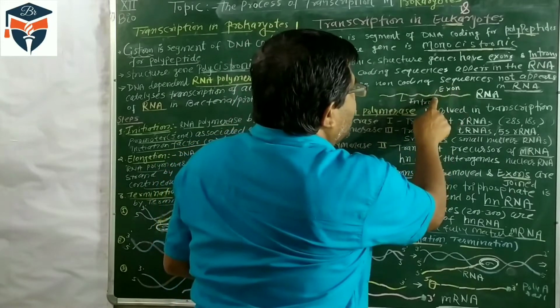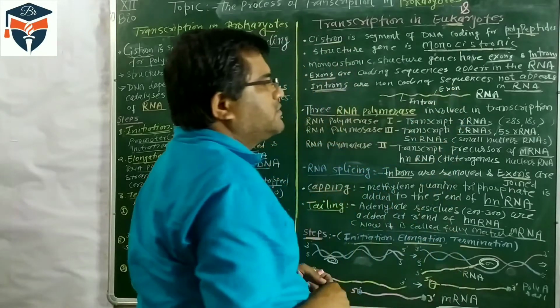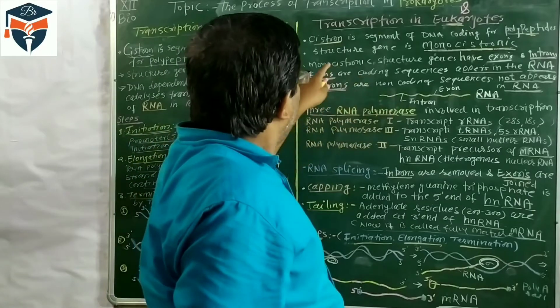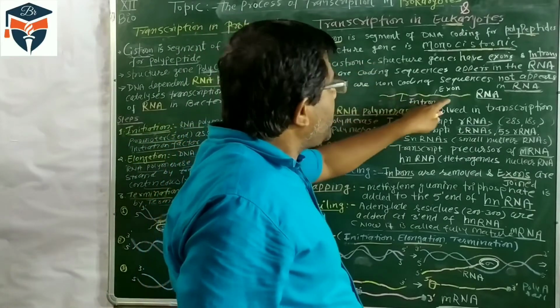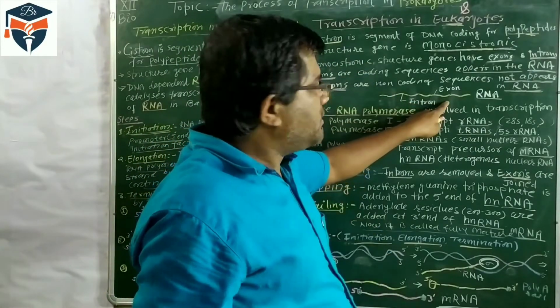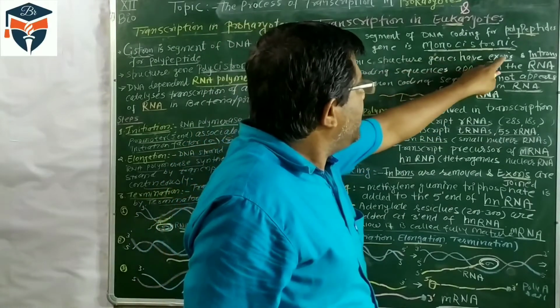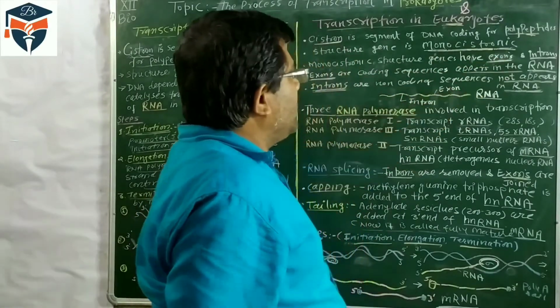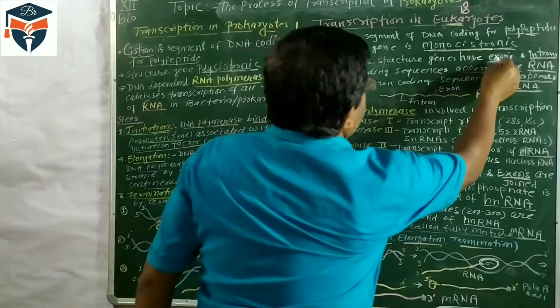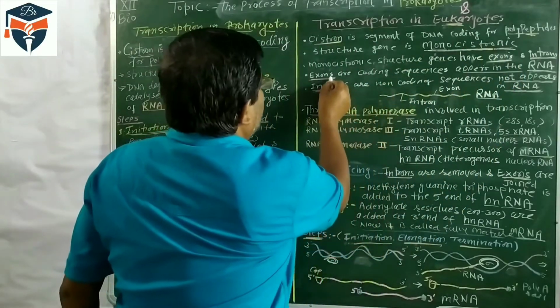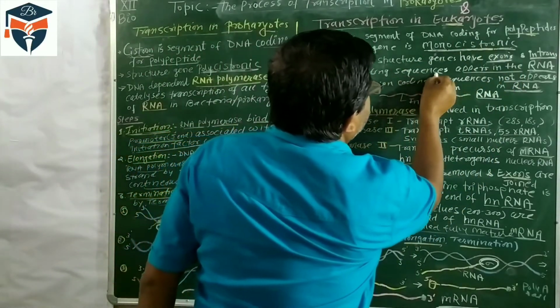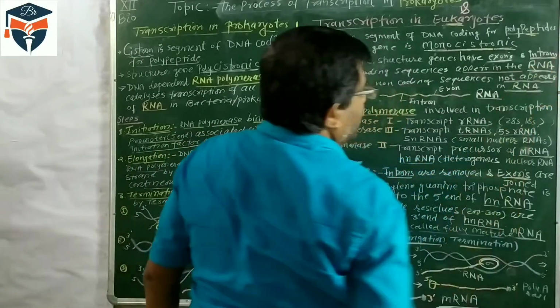And the red color of structure I have mentioned as the exon. So in a monocistronic gene there are two types of structures or sequences: exon and intron. Exon, this is the exon, and what is an exon? Exons are the coding sequences that appear in the RNA.